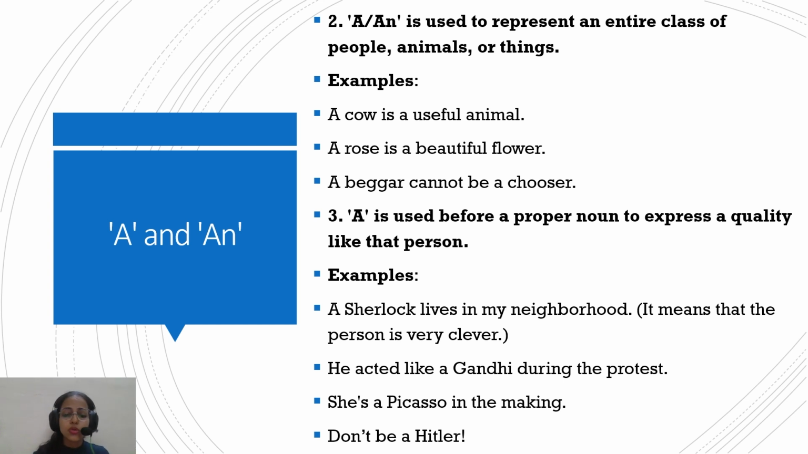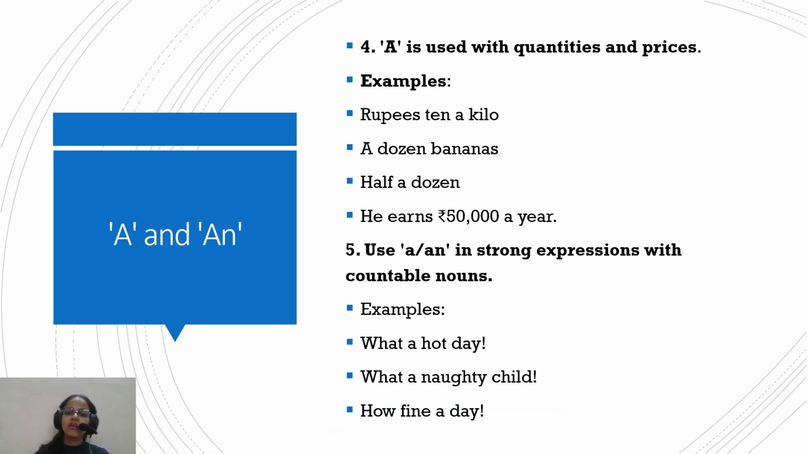Similarly, she's a Picasso in the making. You know that great painter called Picasso. Because this person is so good at painting, almost like Picasso would have been, her great painting skills have been referred to as Picasso. Here again, Picasso, the individual person, has not been evoked, but this proper noun has been used as a common noun because it is referring to a quality. Okay, don't be a Hitler. Doesn't mean you're growing a mustache like him. Of course not. So when you're using a proper noun to express the quality of a person, a is used.